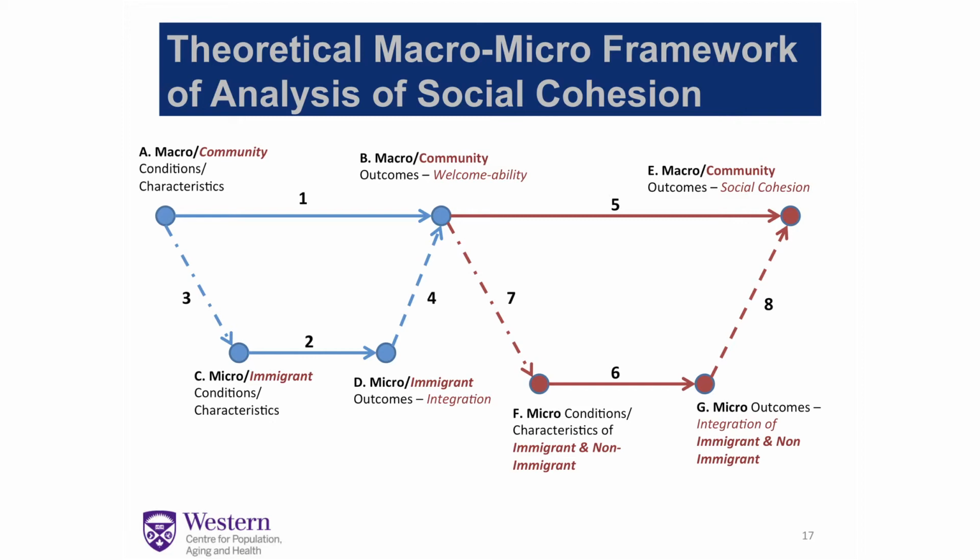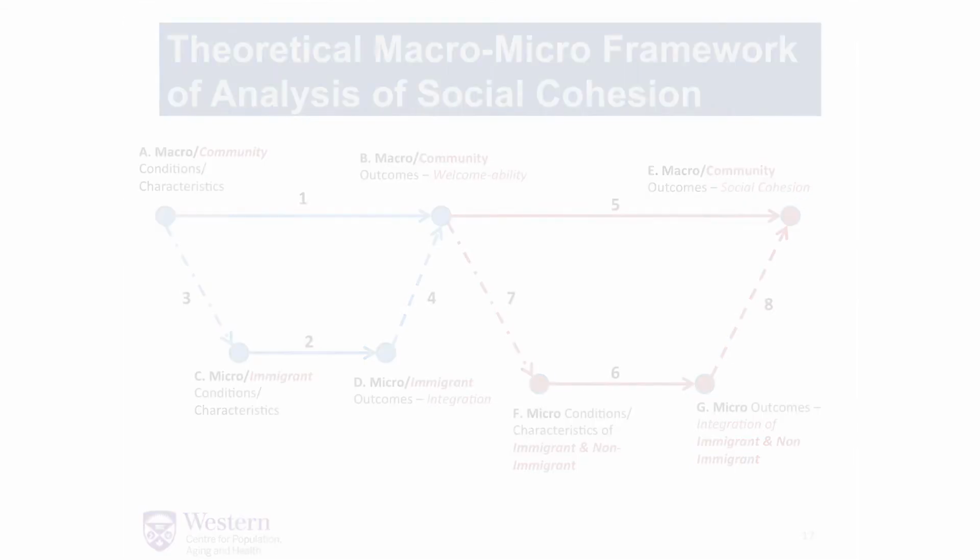Finally, arrow 8 indicates that the integration of immigrants and non-immigrants contributes to social cohesion. For example, one could hypothesize that immigrants and non-immigrants who are well integrated are also more likely to engage in networking with each other, which in turn contributes to the community's social cohesion. An empirical study that tests all these relationships would be comprehensive and huge and may not be possible with the data currently available to us.